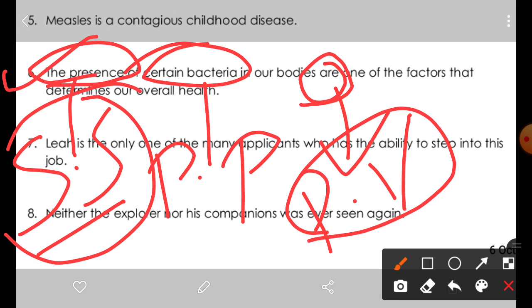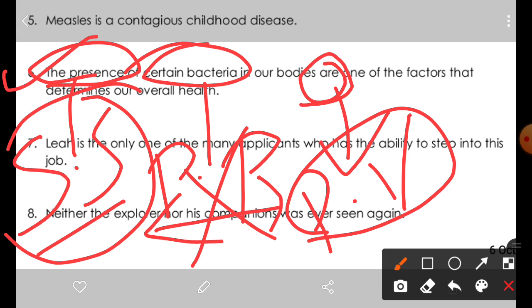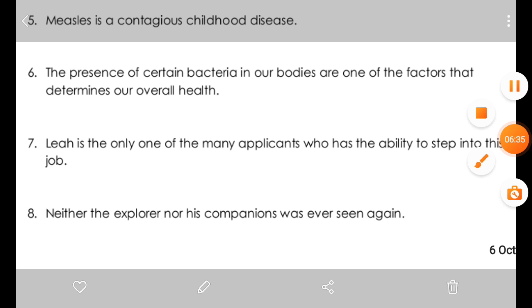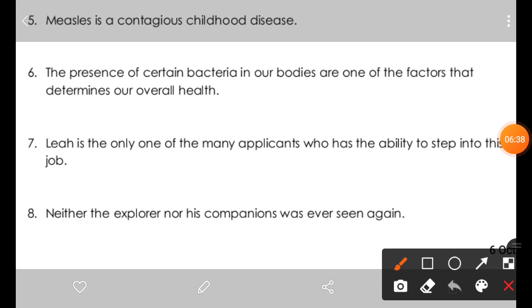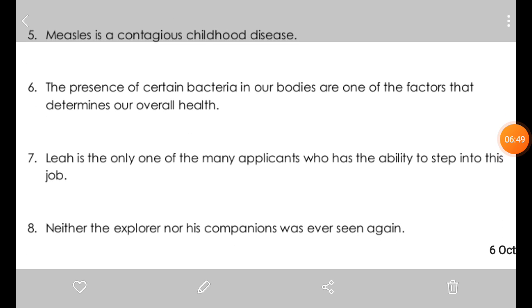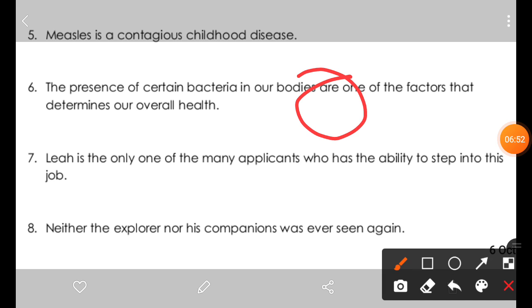So is there any harmony between both? No, there is no harmony between both. Hence sentence number 6 is incorrect. So we need to make a correction by changing this are into is. Are will change into is. Replace are with is. Now the sentence will be correct: The presence of certain bacteria in our bodies is one of the factors that determines our overall growth.